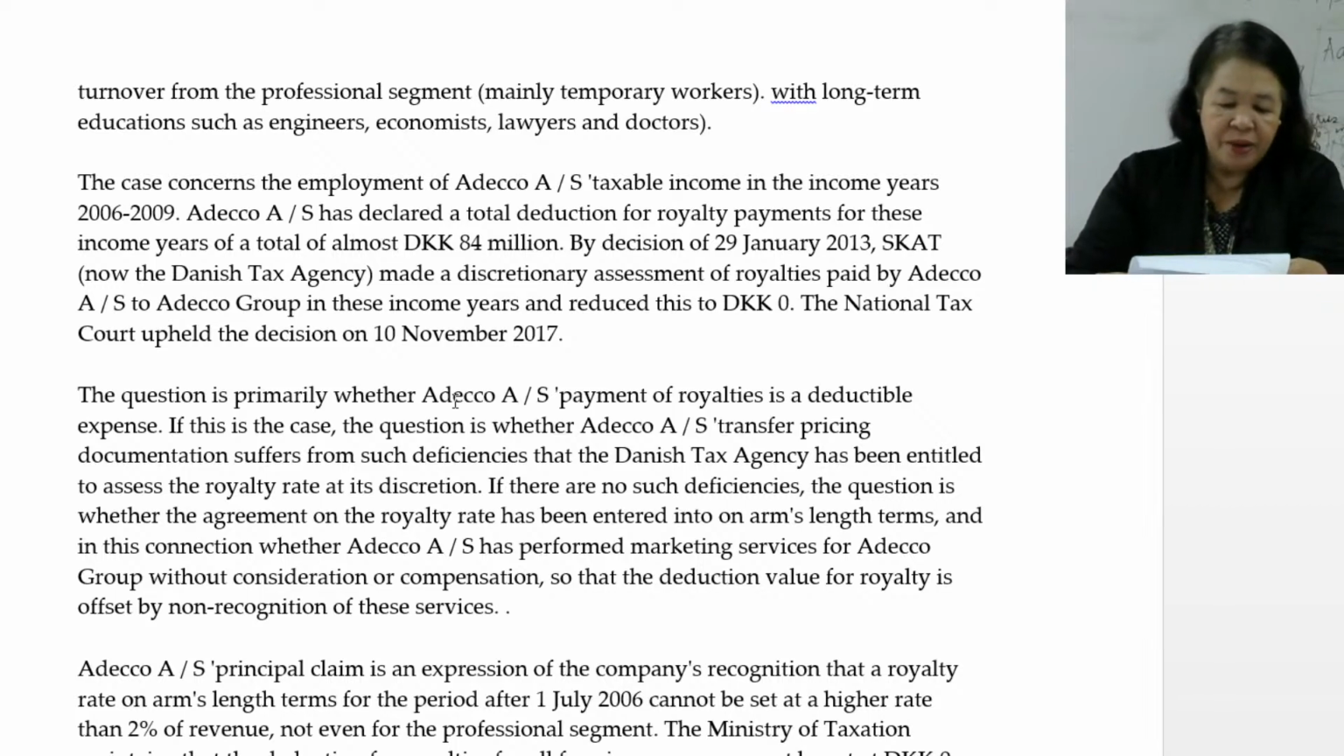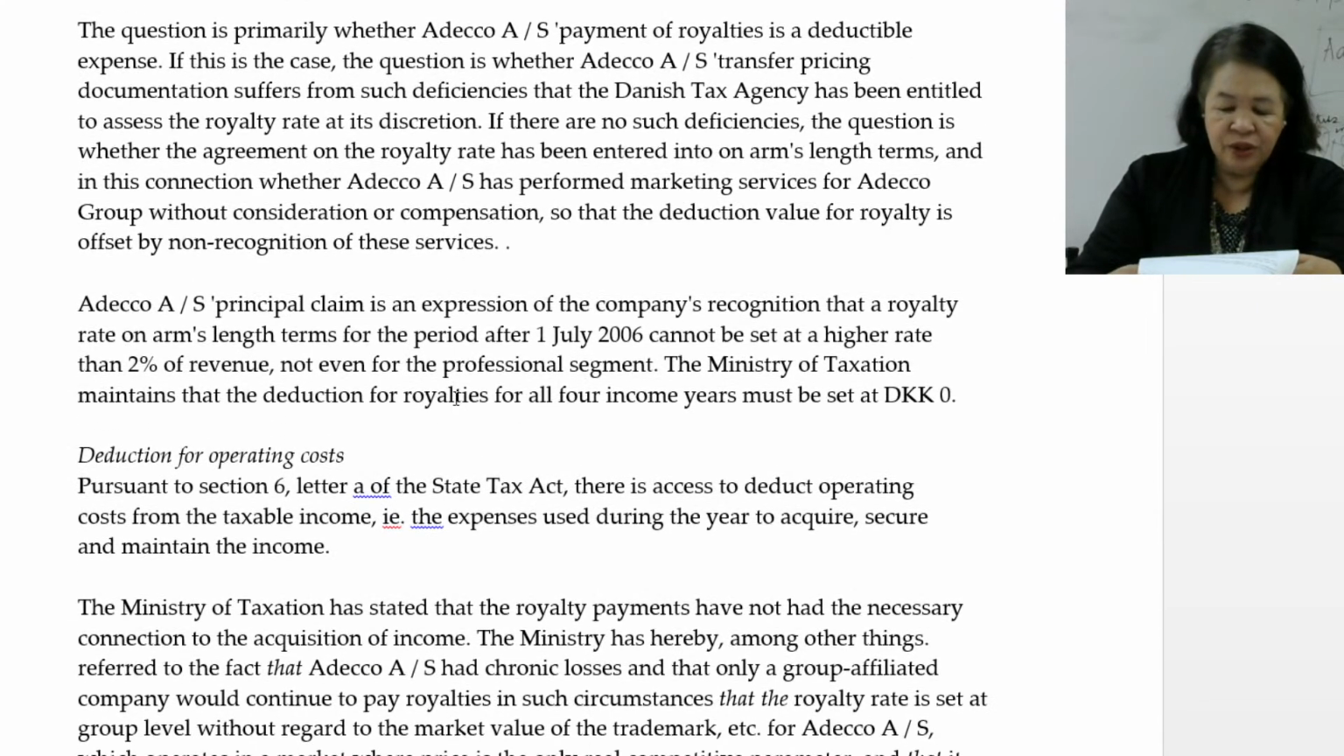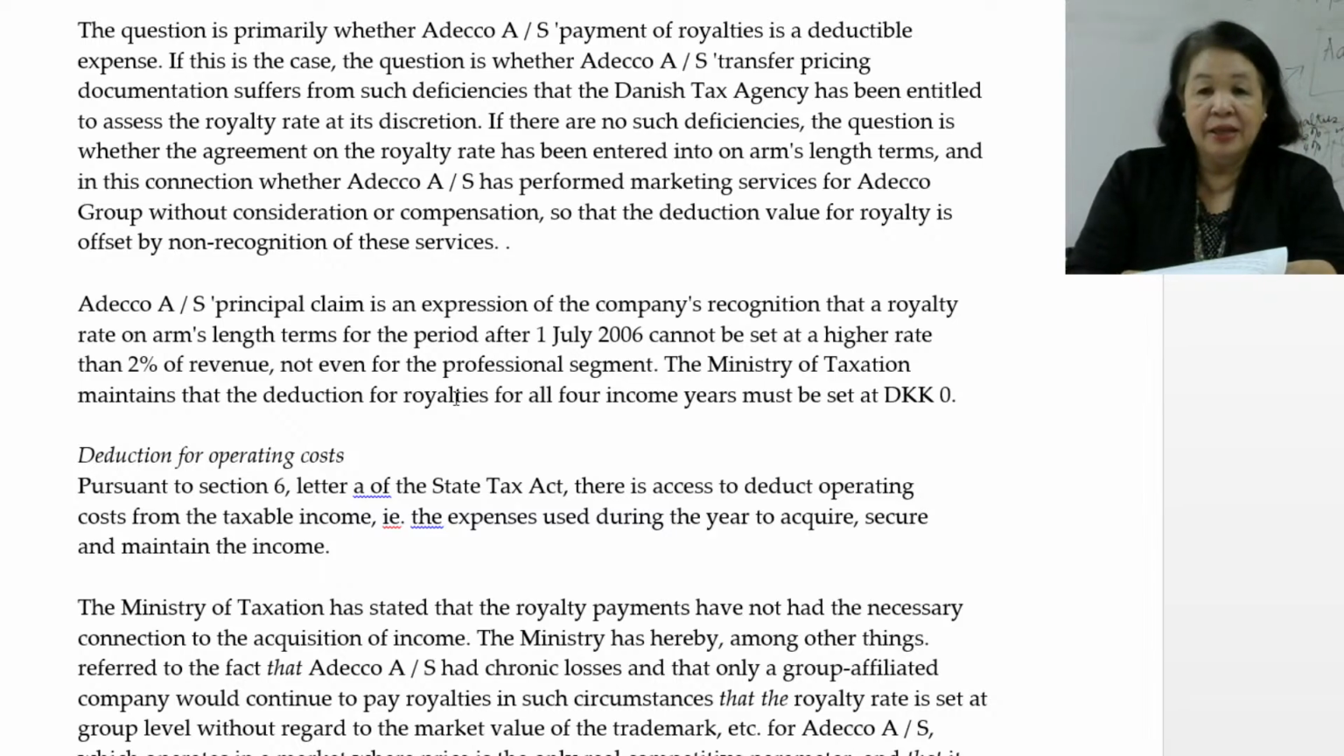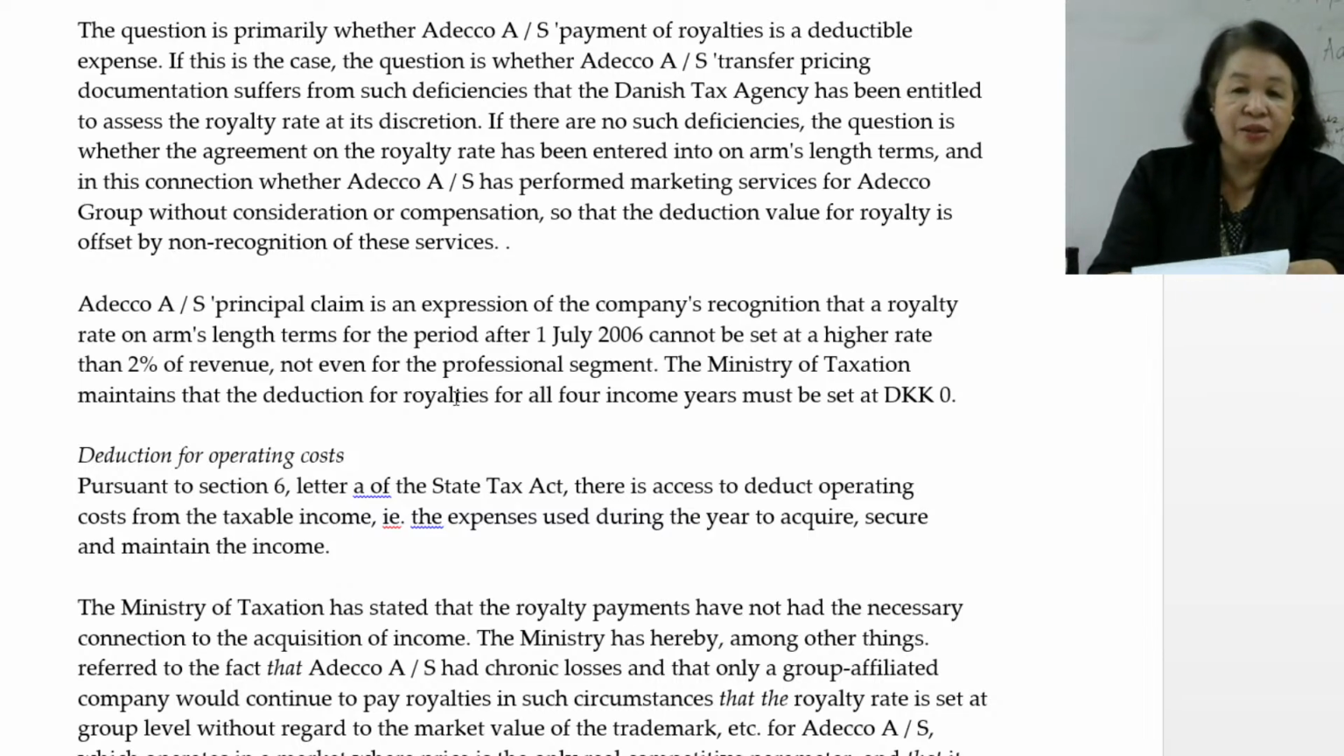The question is primarily whether Adecco AS payment of royalties is a deductible expense. So yun ang question dito, kung deductible expense ba ang royalties. The question is whether Adecco AS transfer pricing documentation suffers from such deficiency that the tax agency has been entitled to assess the royalty rate at its discretion. Kasi sabi niya, defective yung transfer pricing documentation, kaya ang discretion nasa tax authority na sa paggawa ng assessment, no?